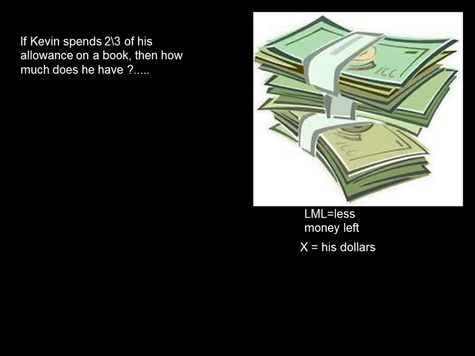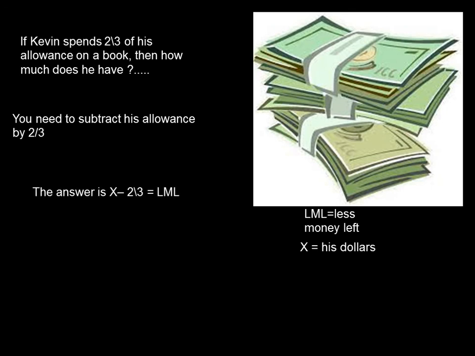L equals less money left. X equals his dollars. If Kevin spends 2/3 of his allowance on a book, then how much does he have? You need to subtract 2/3 from his allowance. The answer is X minus 2/3 equals less money left. And that is our PowerPoint.